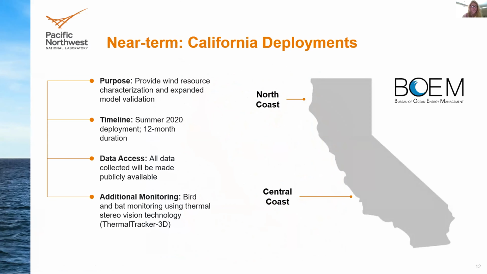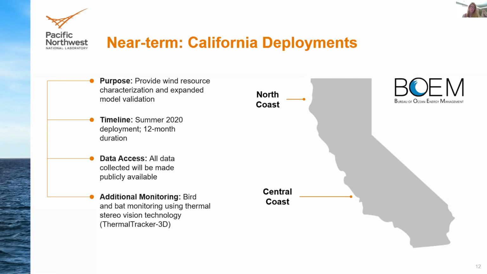And so, as I mentioned, our 2 buoys are staged in California right now. One is staged on the north coast to be deployed in the Humboldt call area, the other along the central coast in the Morro Bay area. And again, the purpose here really is to work with DOE and BOEM to partner to provide wind resource characterization and expanded model validation. The buoys are going to be deployed in the next 2 weeks or so, both on the north coast and central coast. They'll be deployed for 12 months. All of that data will be made available on the DOE data archive and portal.